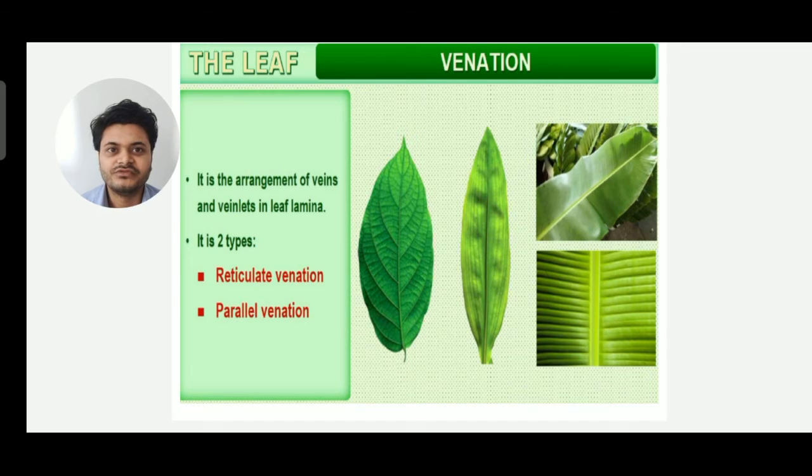Now let's see venation. It is the arrangement of veins and veinlets in the leaf lamina. There are two types. One is reticulate venation and the other is parallel venation. You can see two different venations of leaf. The middle diagram is a parallel venation. The banana leaf on the right side is also parallel venation, and the first diagram on the left is reticulate venation. Reticulate venation is seen in dicot plants and parallel venation is seen in monocot plants.